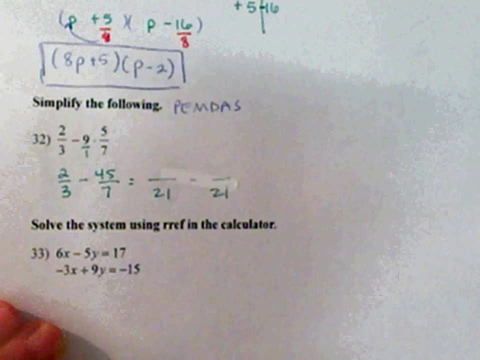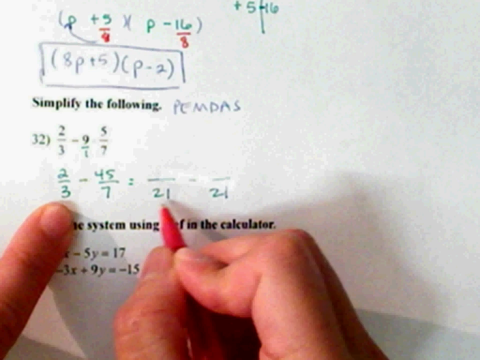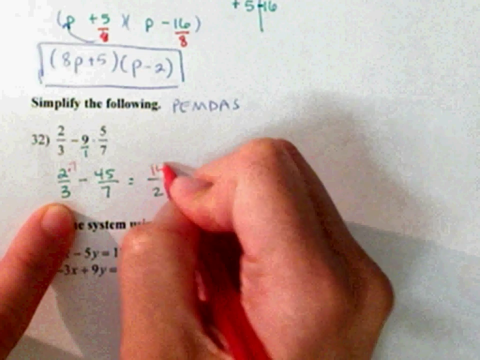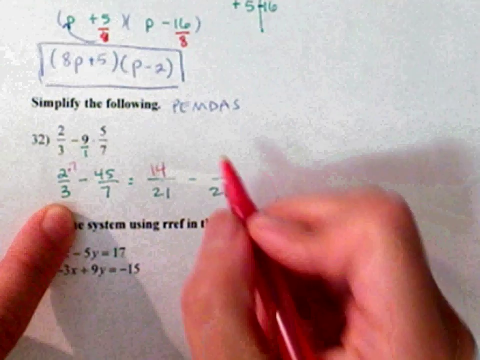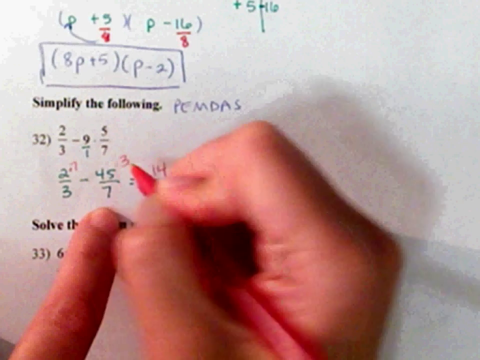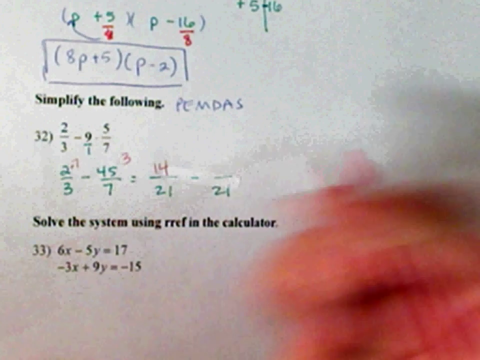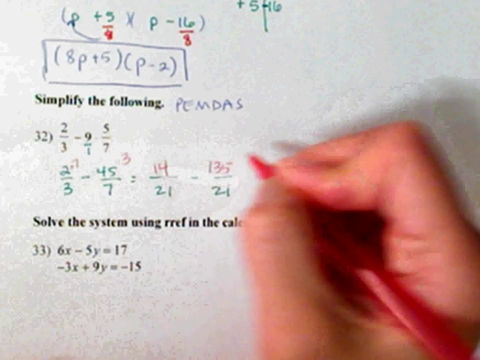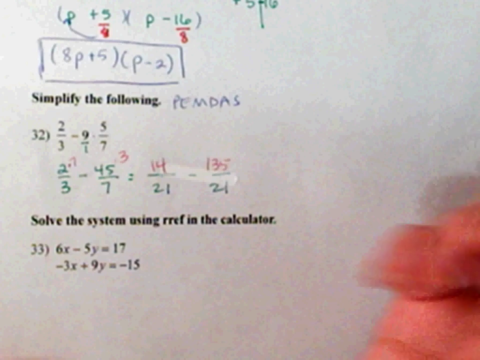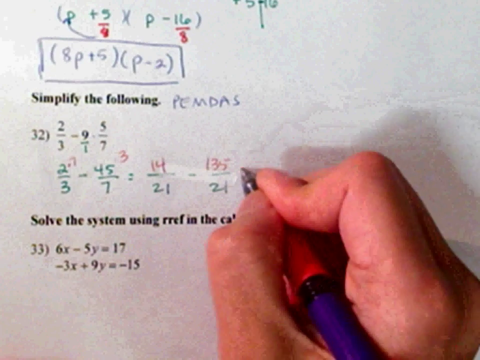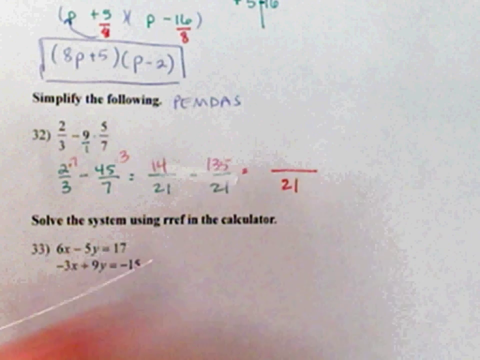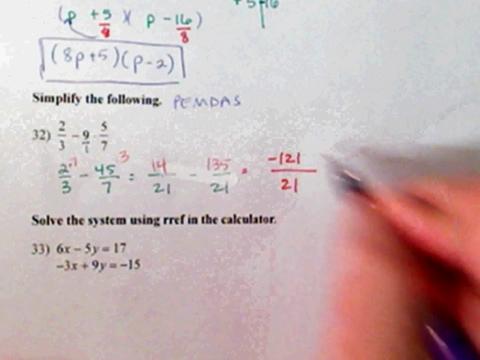Here we go. Look at 3. 3 goes into 21 how many times? 7. So I'm going to multiply that 1 times 7. So you have 14. 7 goes into 21 how many times? 3. So I'm going to multiply this 1 times 3. So 45 times 3 is 135. You have to have a common denominator, okay, because you are adding and subtracting. So, continue on. I'm going to write it as 1. So it is 14 minus 135 comes out to be negative 121, okay?